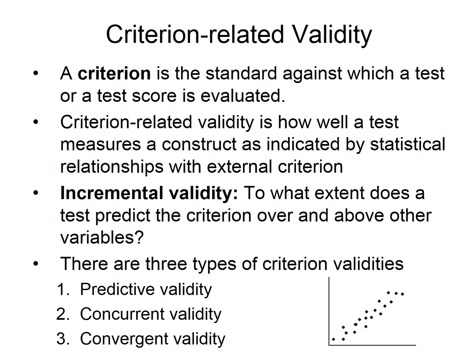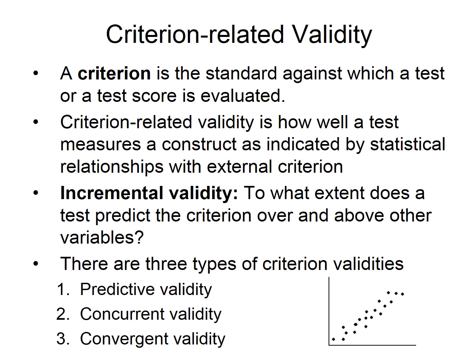Now, we also want to ask the question of incremental validity. So not only do we want to find out, is this measure related to other measures or other outcomes, we also want to know, does our new measure predict above and beyond current measures? To what extent does a test predict the criterion over and above other variables?